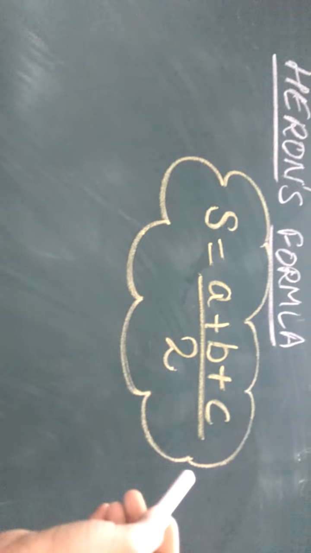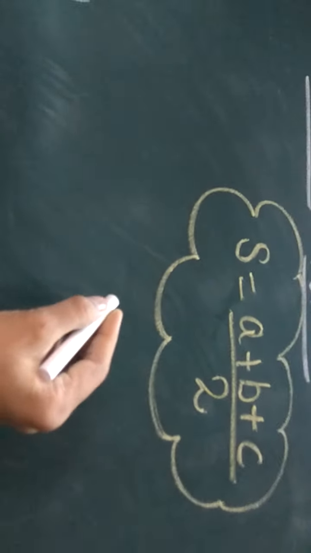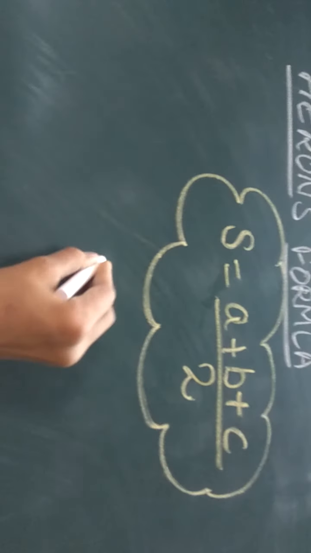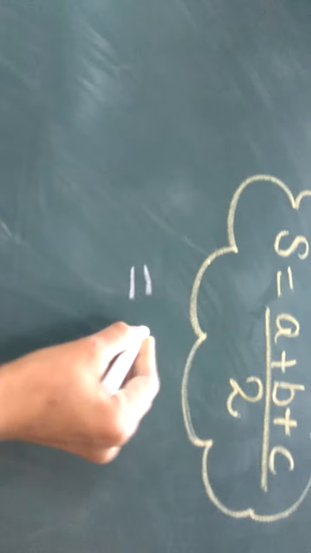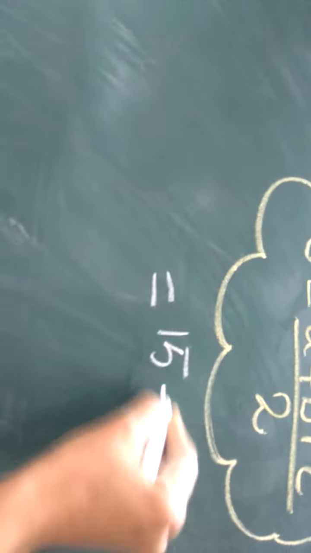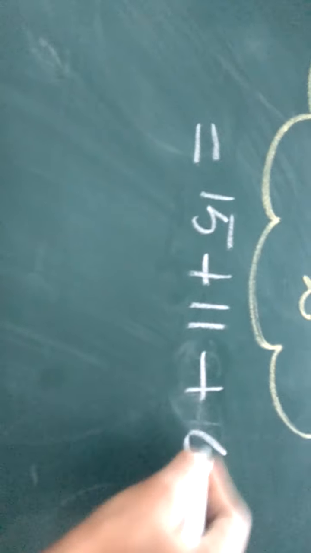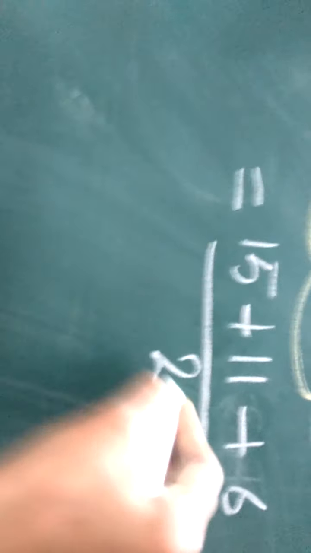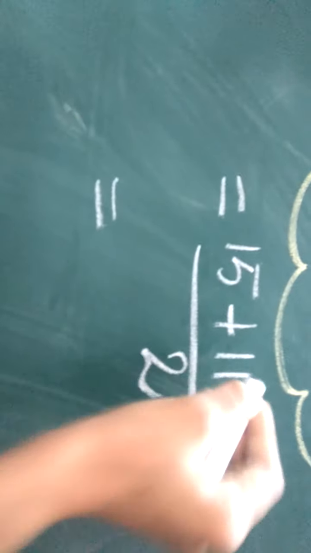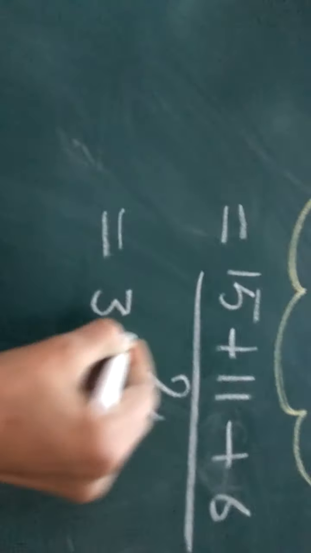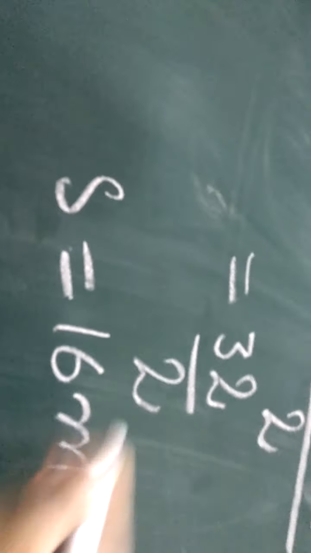A, B, C are the three sides. Let us start putting the values. The first is A, that is 15 meter, plus 11 meter, plus, we can ignore the units here, plus 6, divided by 2. So you will get 15 plus 11 is 26, plus 6 is 32, divided by 2. So semi-perimeter is equal to 16 meter. So this is the semi-perimeter.